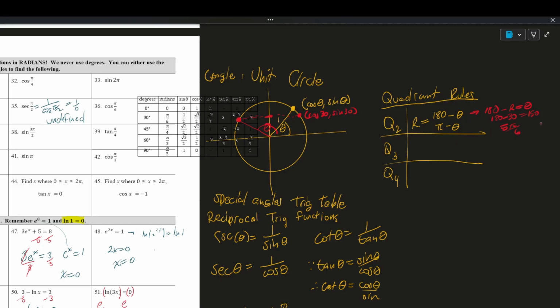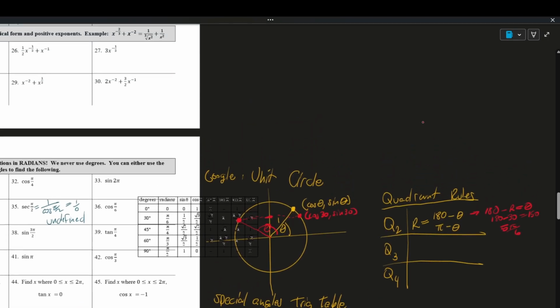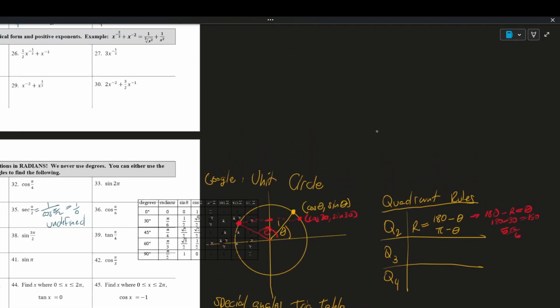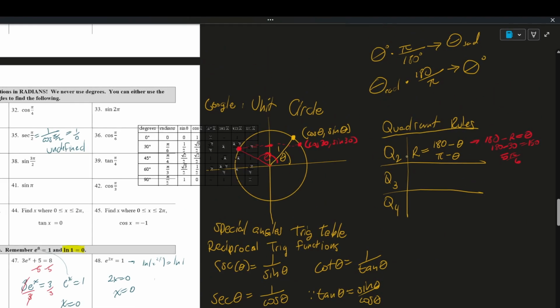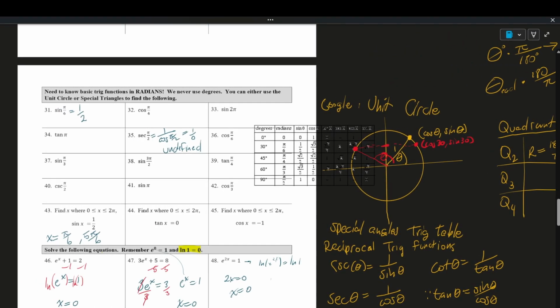Okay, please recall how to convert from degrees to radians. So an angle in degrees times pi over 180 will give you the angle in radians, and the angle in radians times 180 over pi will give you the angle in degrees. Okay, so we're using quadrant 2 rules because this is sine.